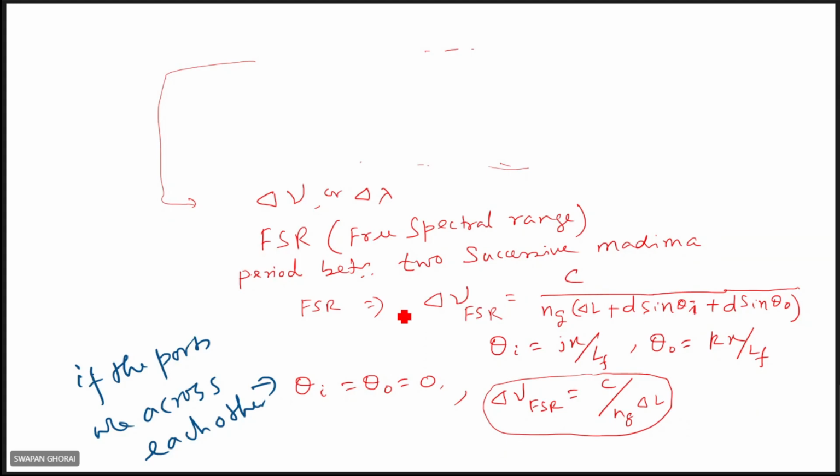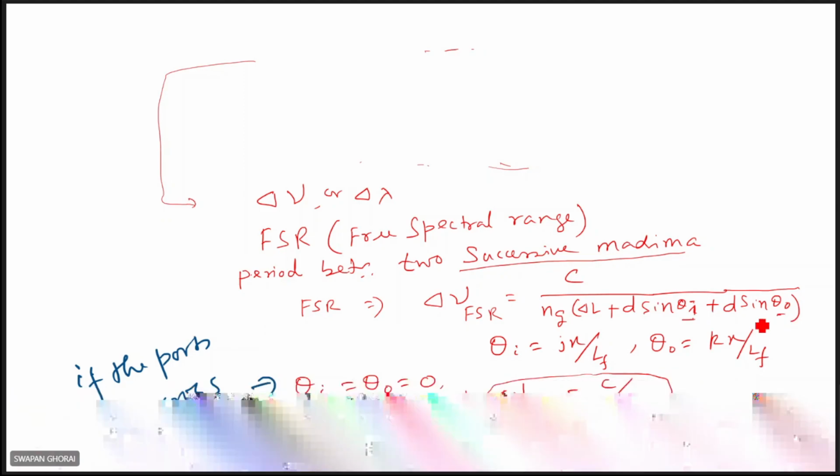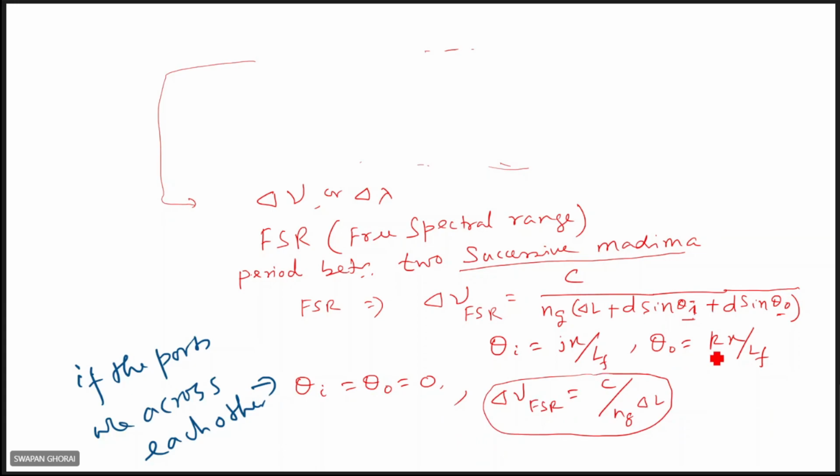Here theta i is the incident angle and theta 0 the diffraction angle: d sine theta i plus d sine theta 0. Both are diffraction angles, one on the input side and another on the output side. There are two star couplers, one at the input and the other at the output. So theta i is x by Lf, and theta 0 is kx by Lf. Lf is the focal length of the star couplers, which behave as lenses.